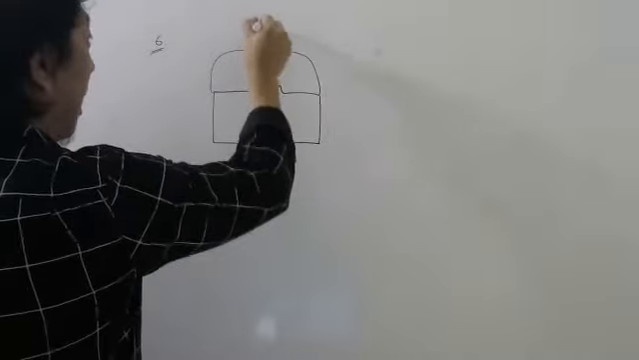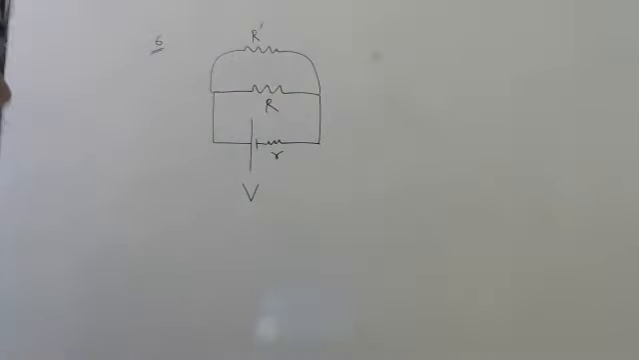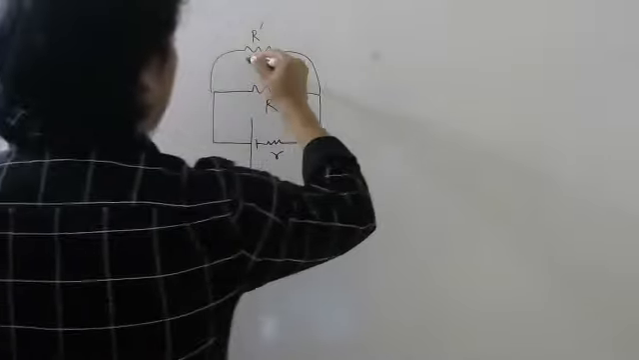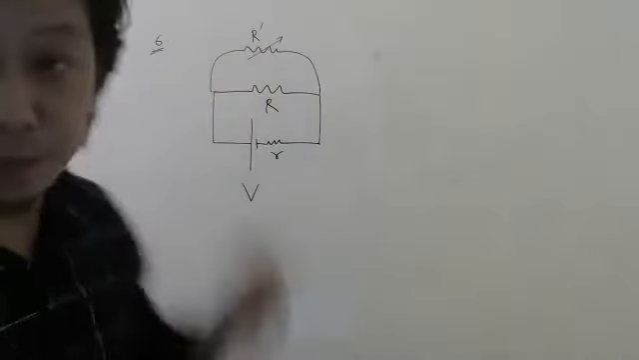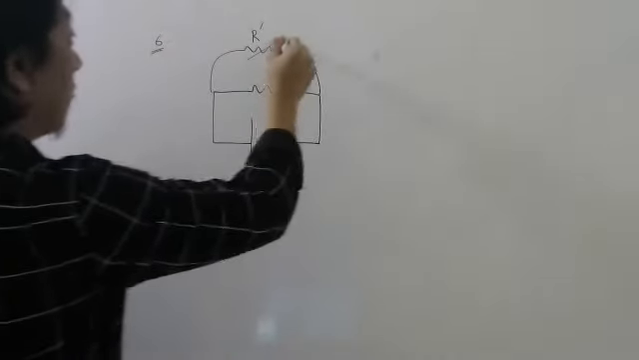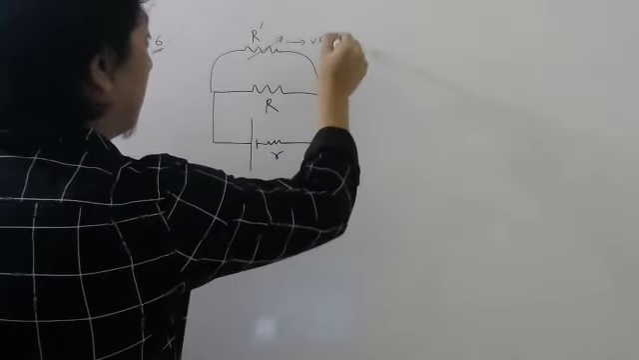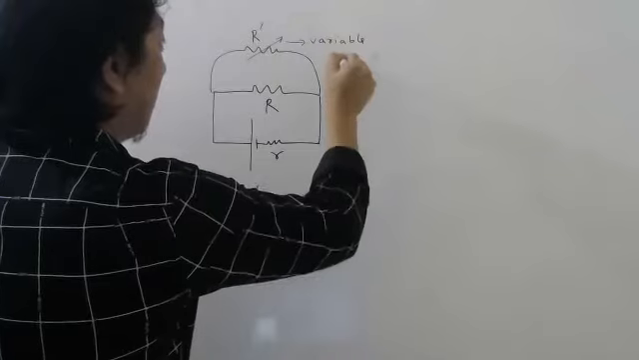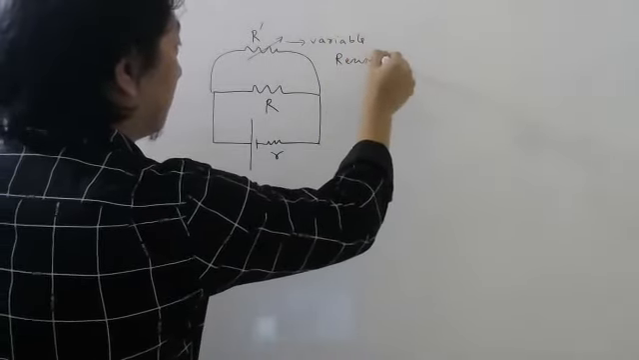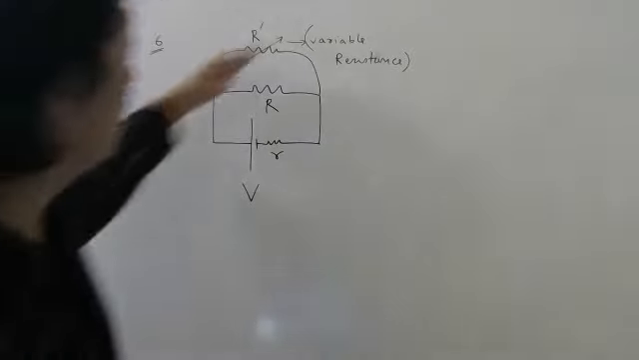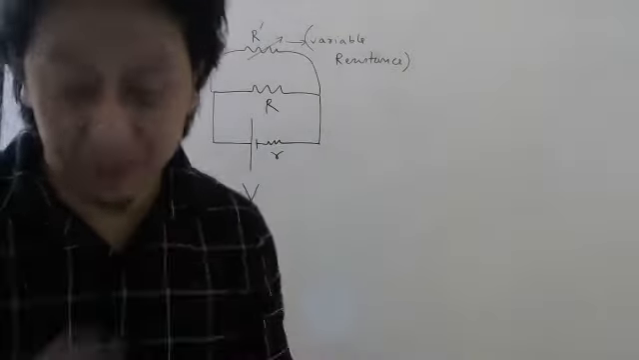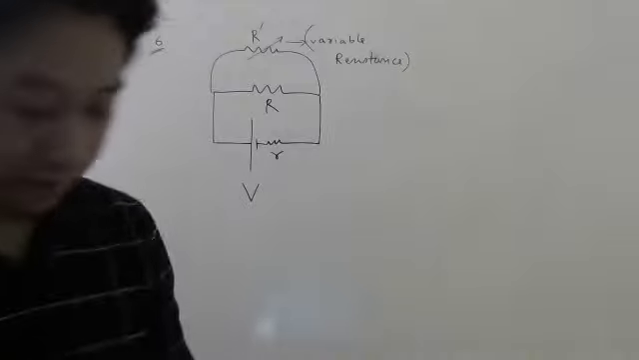They are calling it R dash. And for R dash, they are putting an arrow like this. Whenever such arrows are put, it means you can vary it. It is a variable resistance. Usually they put an arrow to remind you that it can vary. So let us see the question.